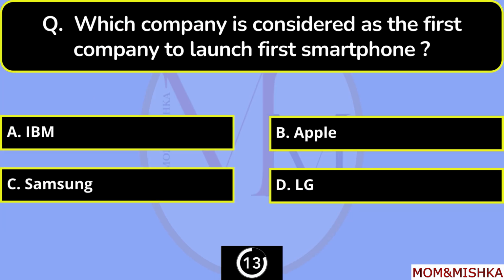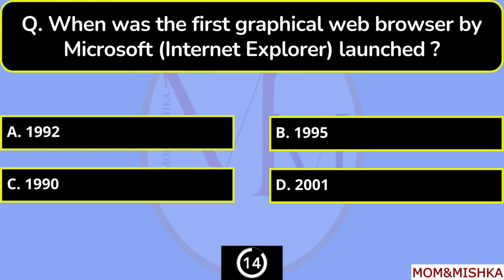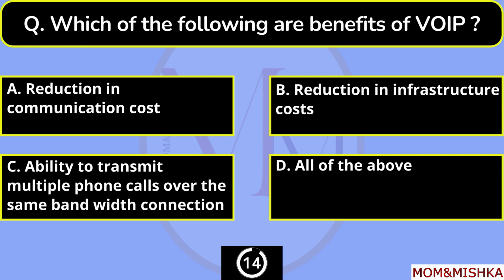Which company is considered as the first company to launch the first smartphone? IBM, option A. It was Simon Personal Communicator. It went on sale in 1994. The SPC was the first touchscreen phone. When was the first graphical web browser by Microsoft Internet Explorer launched? In 1995, option B.